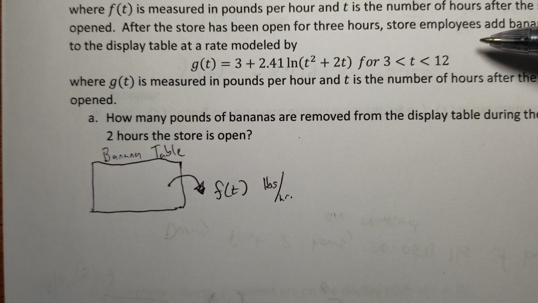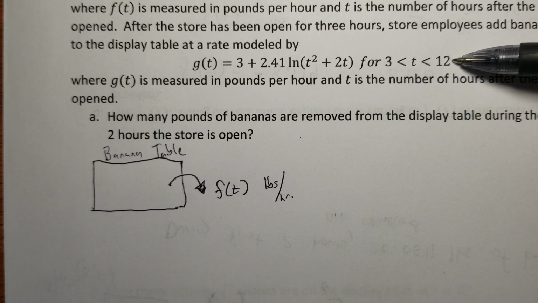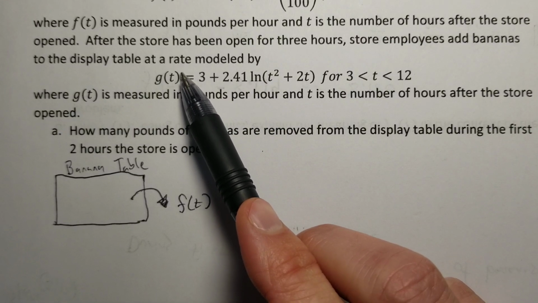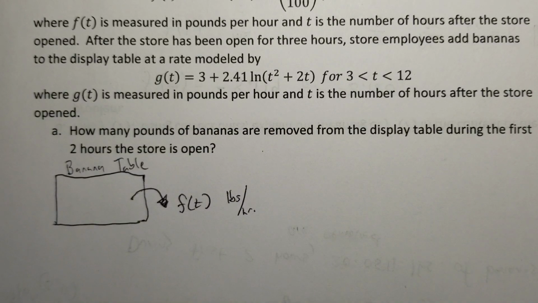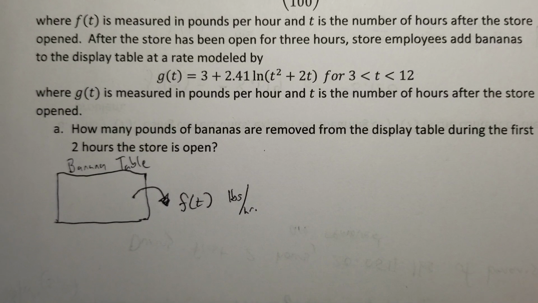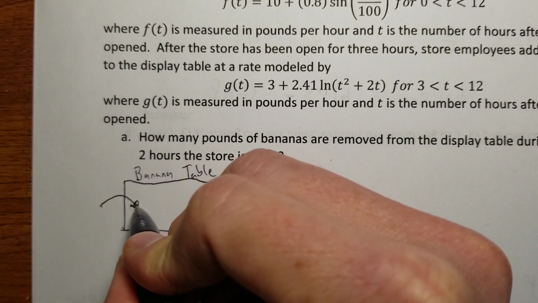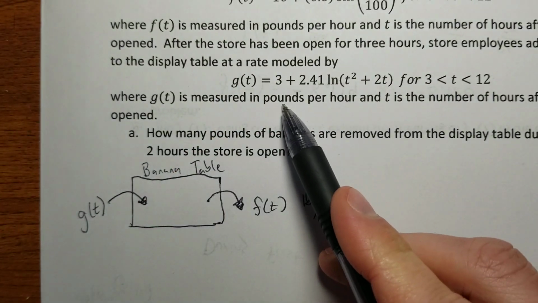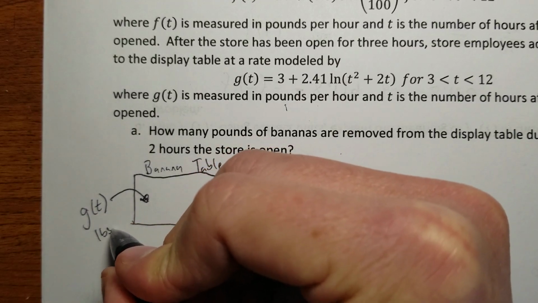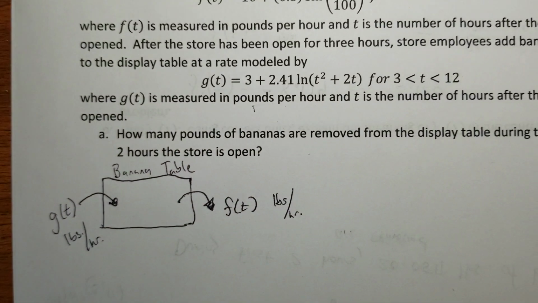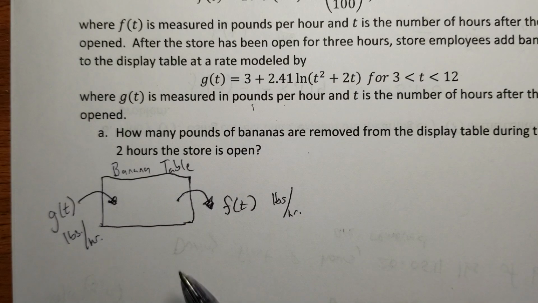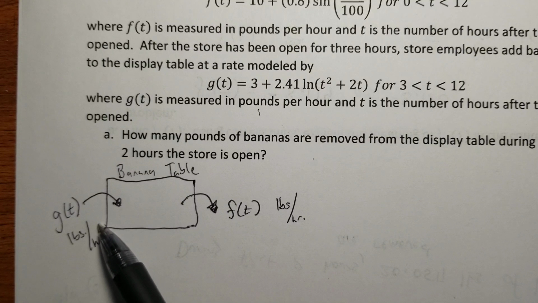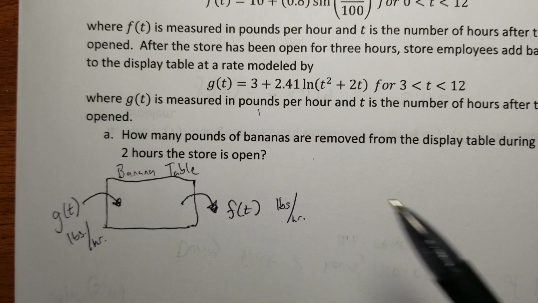Now, the second function that we were given was g, and g was the rate, right, that the employees brought the bananas back to the display table, or stocked them onto the display table. So over here, I'm going to have g of t, also in pounds per hour. Okay, so I have a very crude drawing of a banana table that shows me how my bananas are being brought to the table and how my bananas are leaving the table.